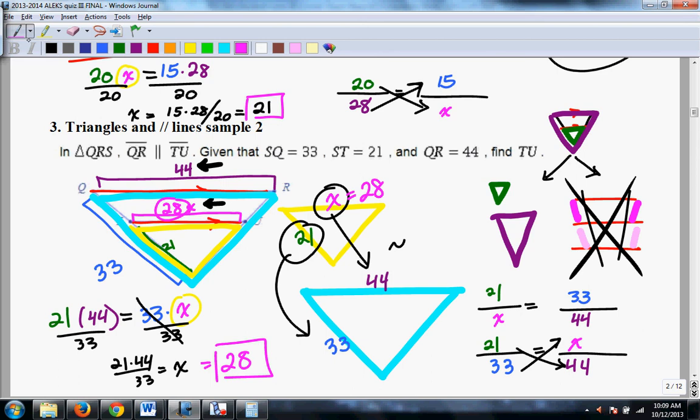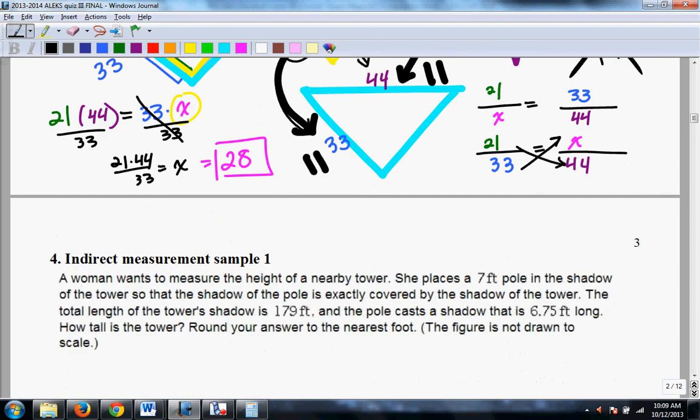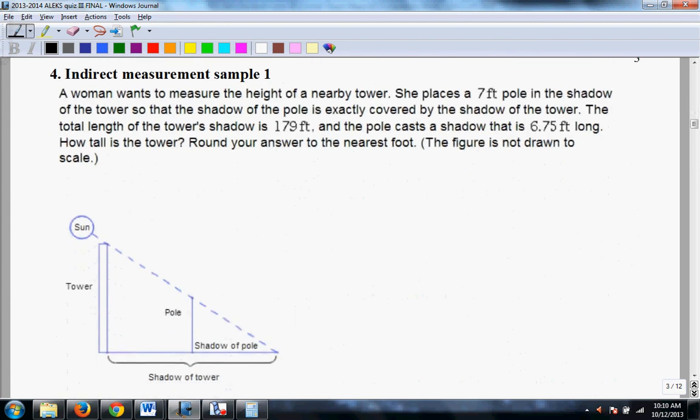Now just for kicks, you can go back and check to see if this ratio actually works. If I do 21 to 33, 3 goes into 21 7 times, and 3 goes into 33 11 times. If I look here, 28 to 44, I see that 4 goes in here 7 times and 4 goes in here 11 times, so I can see my ratios match. And that's everything we want, is ratios being equal. Using ratios and similar items, we can do what's called indirect measurement.